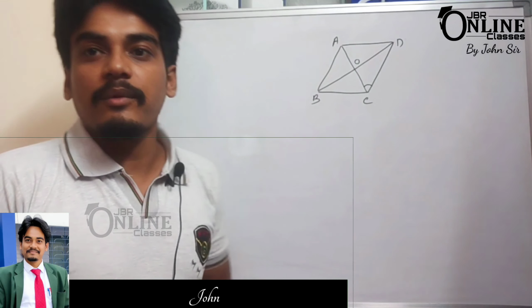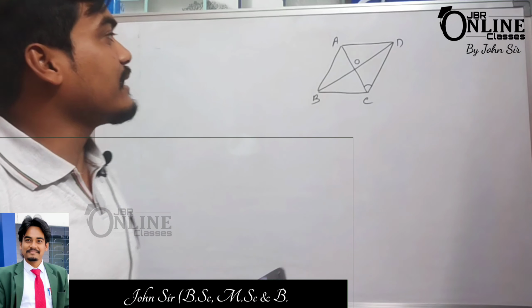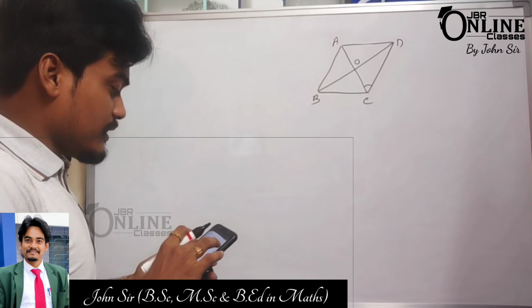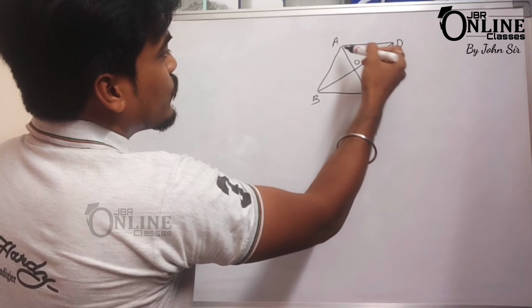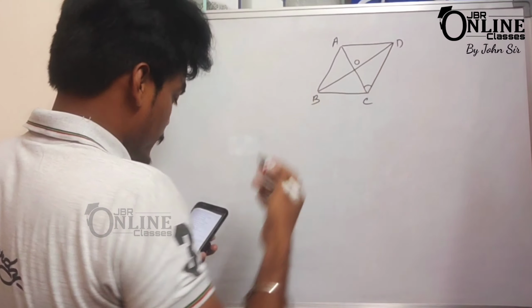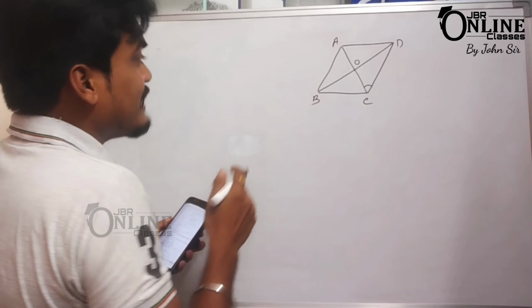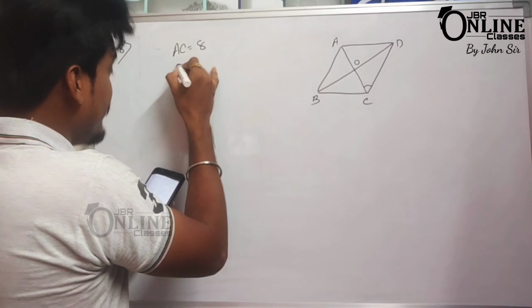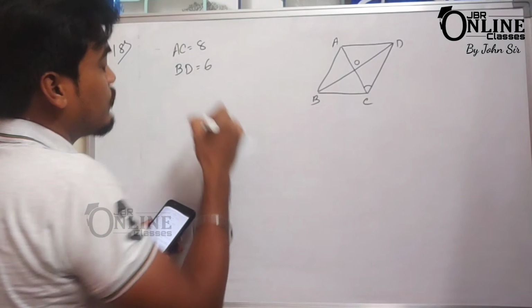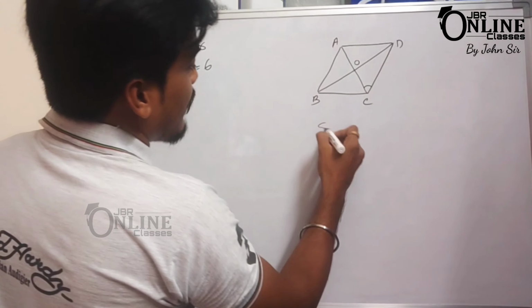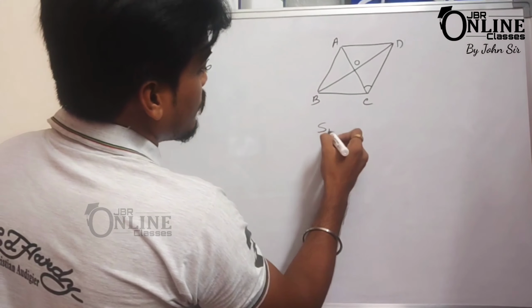Hello everyone, so today I am going to start from sum number 18, exercise 17. The problem: the diagonals AC and BD of a rhombus ABCD meet at O. So here AC and BD are two diagonals which intersect at the point O. Now if AC equal to 8 and BD equal to 6, you have to find out the value of sine angle OCD.